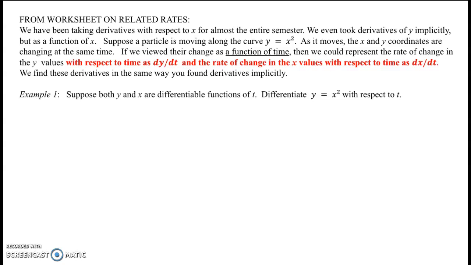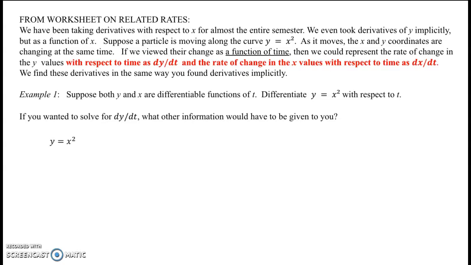Here's example 1. Suppose both x and y in this case are functions of t. Differentiate this expression y equals x squared with respect to time, or with respect to t. If we wanted to solve for dy/dt, what other information would have to be given to us in order to solve the expression? So if we're starting with y equals x squared, and we're taking the derivative of that expression with respect to t, implicitly doing the derivative here.